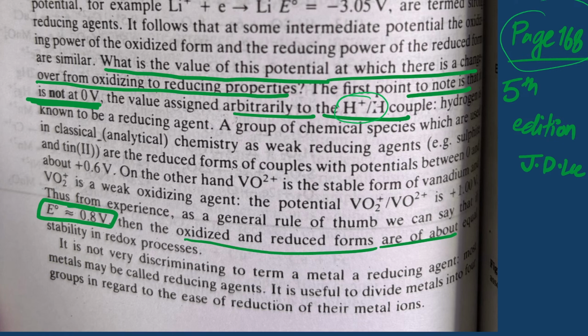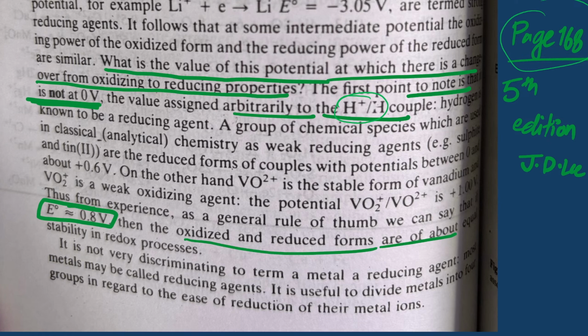We arbitrarily give hydrogen a value of 0, but that's actually a reducing agent. If you've studied metallurgy, I know metallurgy is not in your syllabus right now, but if you generally have an idea, hydrogen is used as a reducing agent, yeah? So what is that value where things are equally oxidizing or equally reducing? Because hydrogen is not it, yeah?